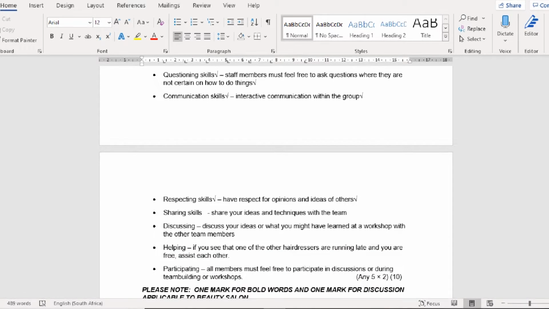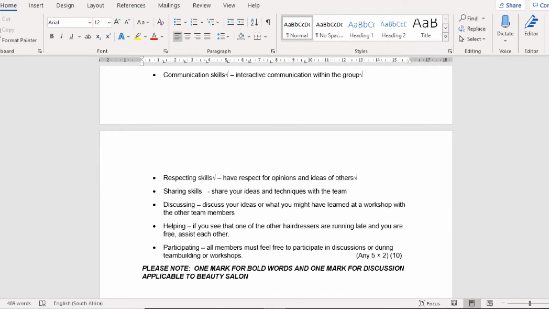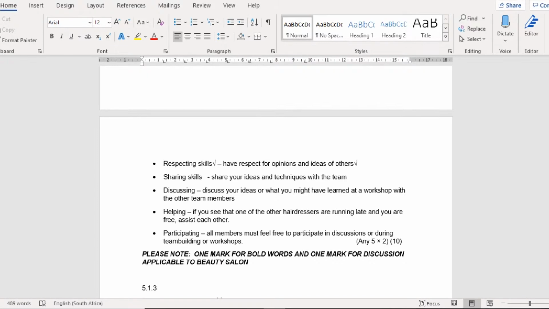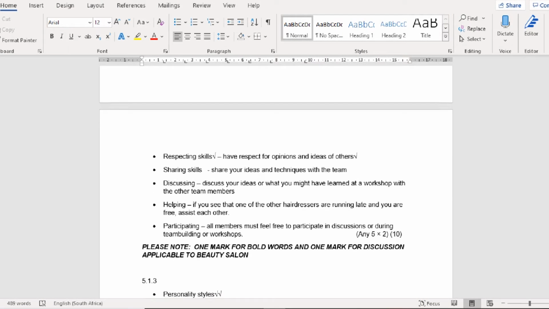Respect, have respect for the opinions and ideas of others, as we stated. Sharing skills, share ideas and techniques with the team. Discussion, you have to discuss your ideas and what you might have learned at a workshop with the other team members. I'm just giving a lot, but they are looking for 5.